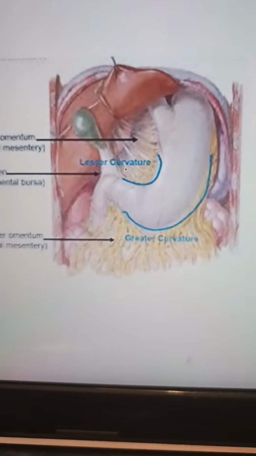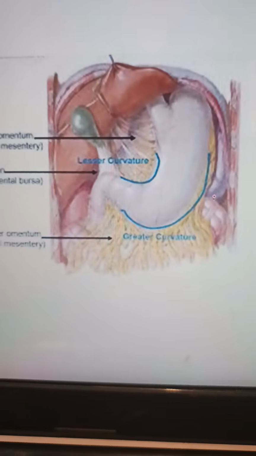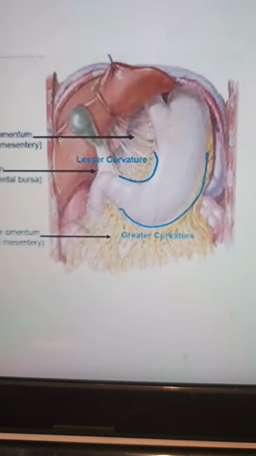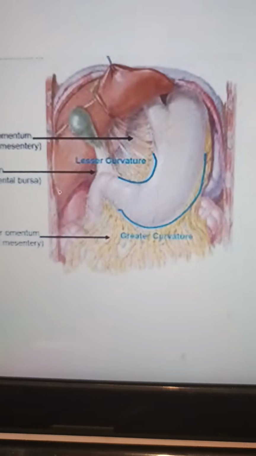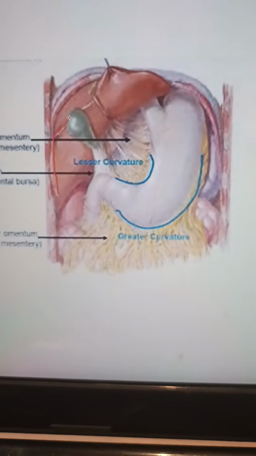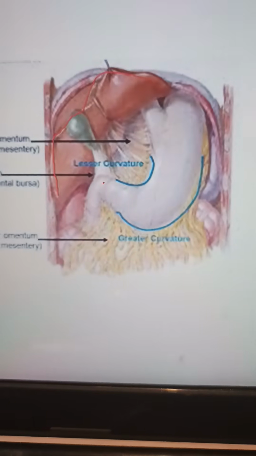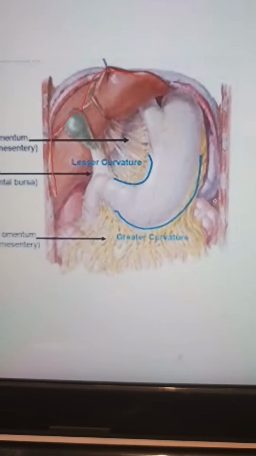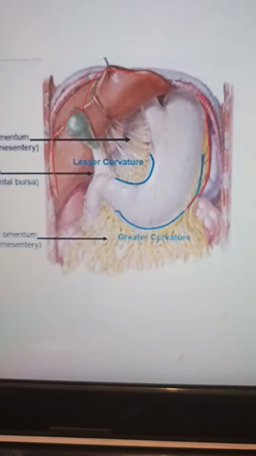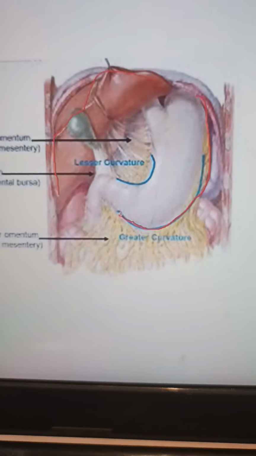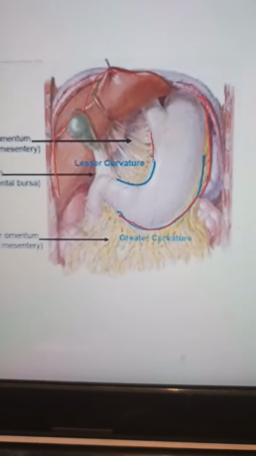Let's get oriented with the specimen. Here it's a laparotomy. The abdominal cavity is opened up. The liver is reflected. So here you can see the inferior border of the liver is reflected up. So the anterior surface of the stomach is exposed. You can see the greater curvature, G for greater curvature here, and L the lesser curvature here.